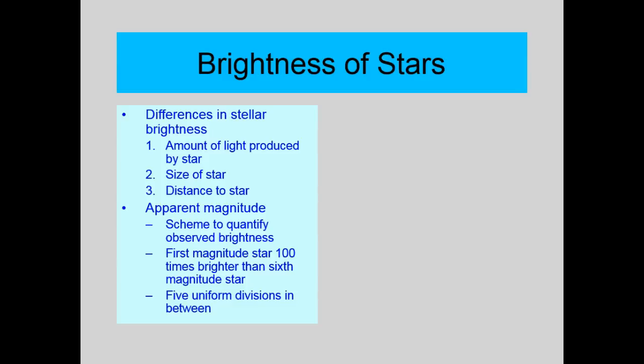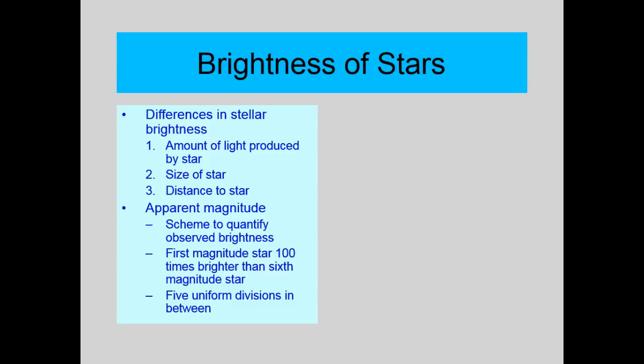Okay? So what are the differences in stellar brightness? Well, one is the amount of light produced by a star. In other words, how fast is it fusing the materials, hydrogen or whatever it's doing. Another is the size of a star. If a star is quite big, it's easier to see and it's brighter. If it's quite small, even though it may be much hotter, it's harder to see. Okay, so the size of the star matters too.